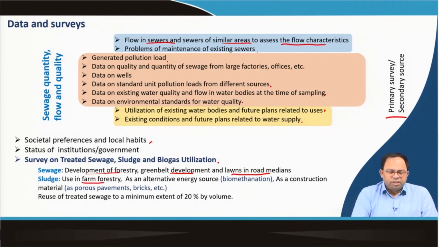Sludge could be directly used in farm forestry, as an alternative energy source in biomethanation, and as a construction material even. So, if we want to treat sludge, process it, then we may also try to find options to reuse that, so that it becomes economical to a certain extent, or we can recover some of those charges. So, reuse of treated sewage to a minimum extent of 20% by volume. This is mandatory, which we have already discussed in the service level benchmarks.